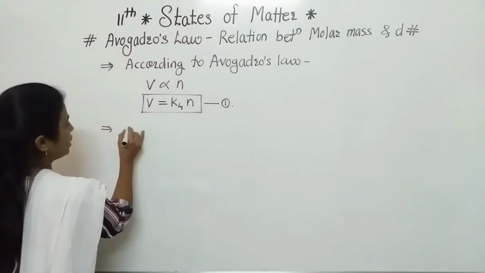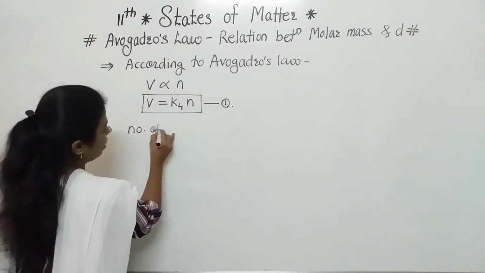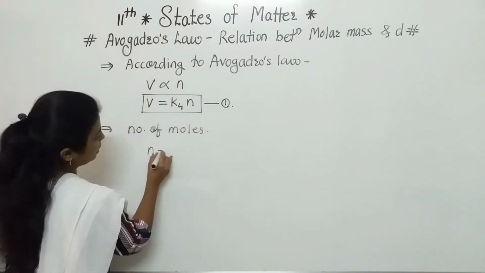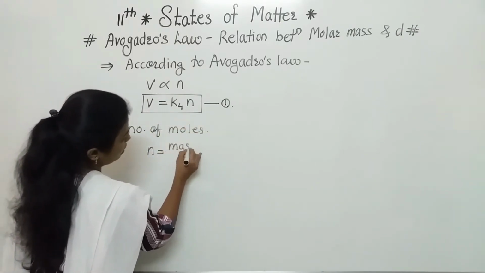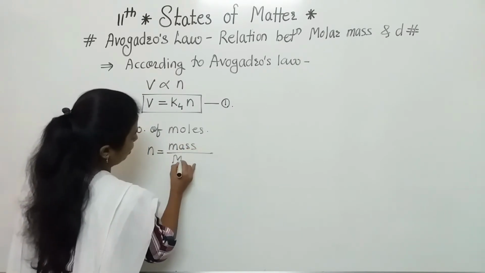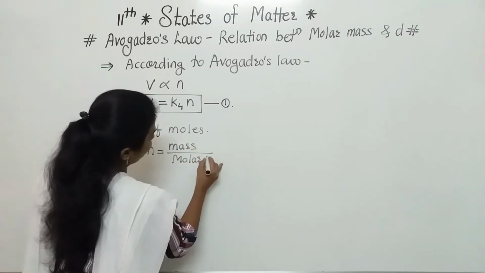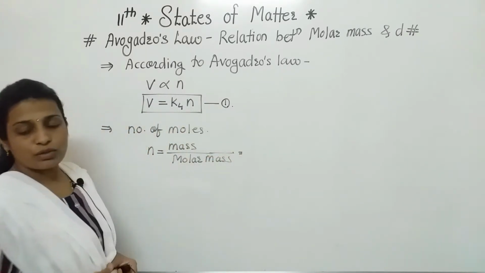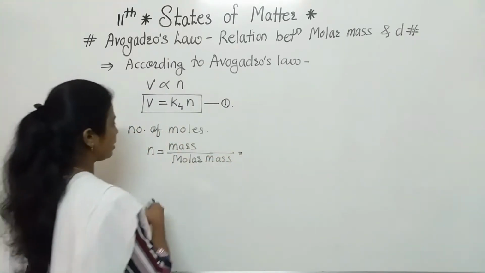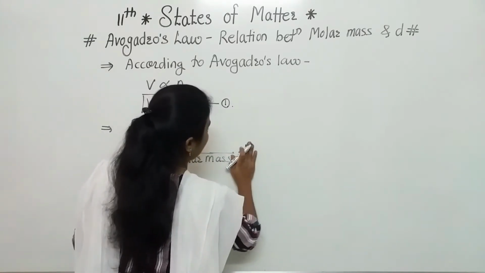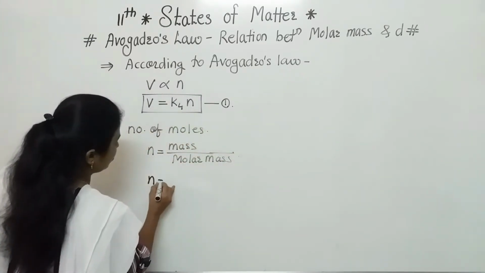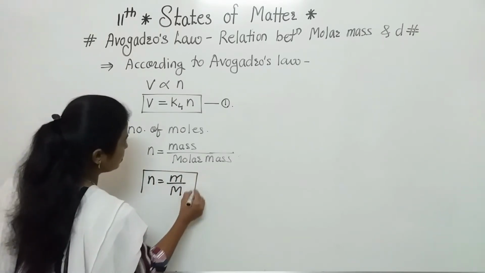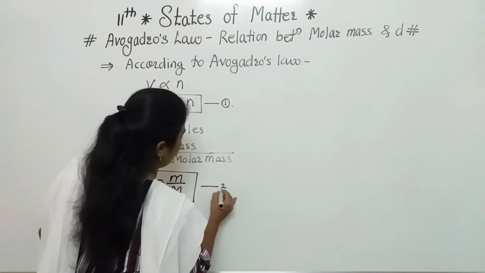As we know the number of moles formula, what is the formula? N is equal to mass upon molar mass. By using symbols, we can write this formula as N is equal to m by capital M. So this is equation 2.